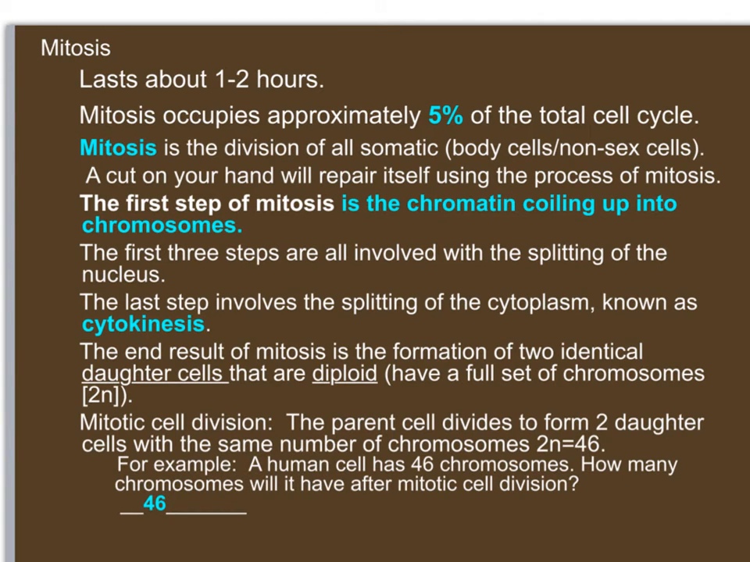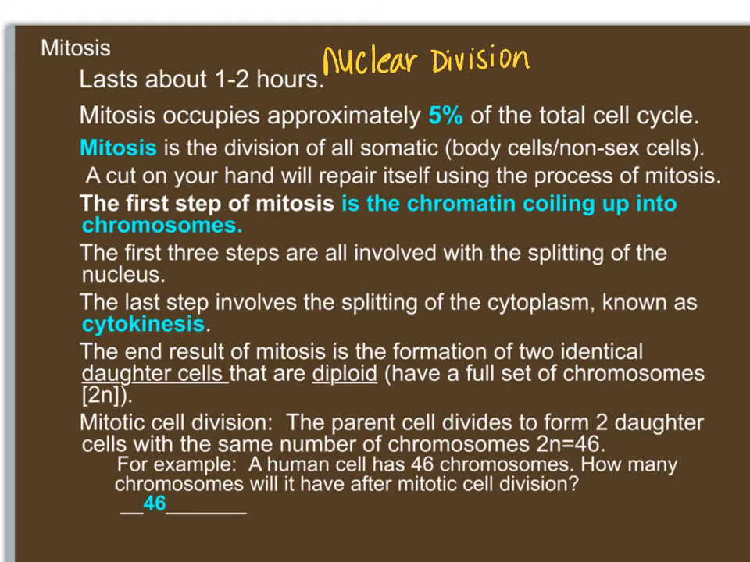So the next phase in the cell cycle is mitosis. After interphase, you'll have mitosis. Mitosis is much shorter. It lasts only about 1 to 2 hours. Mitosis is only about 5% of the total cell cycle. What mitosis is, is the nucleus dividing, or nuclear division. Like I said earlier, mitosis does not actually divide the cell. So anyway, this is the nucleus dividing.